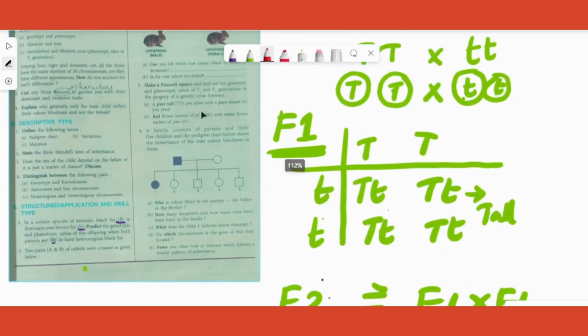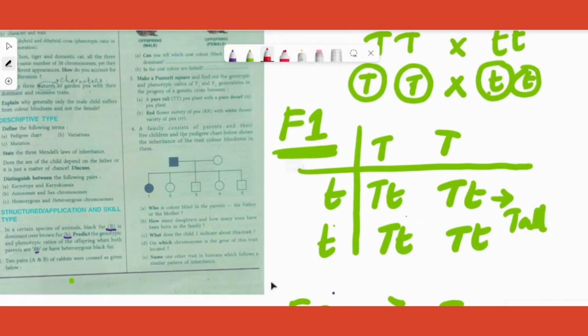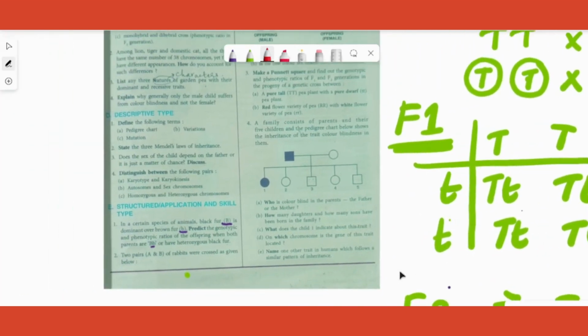The same thing for the next one also. Instead of T, it is R. That's it. You can do it by yourself, I guess. Next question. Please go to the next question.